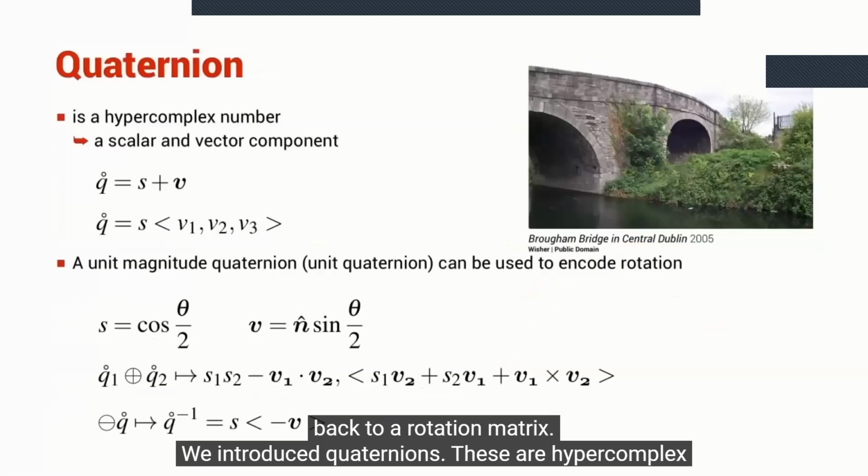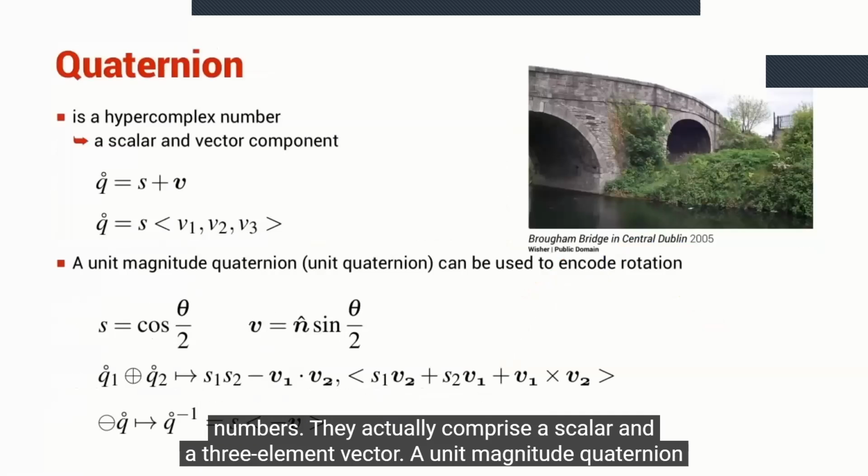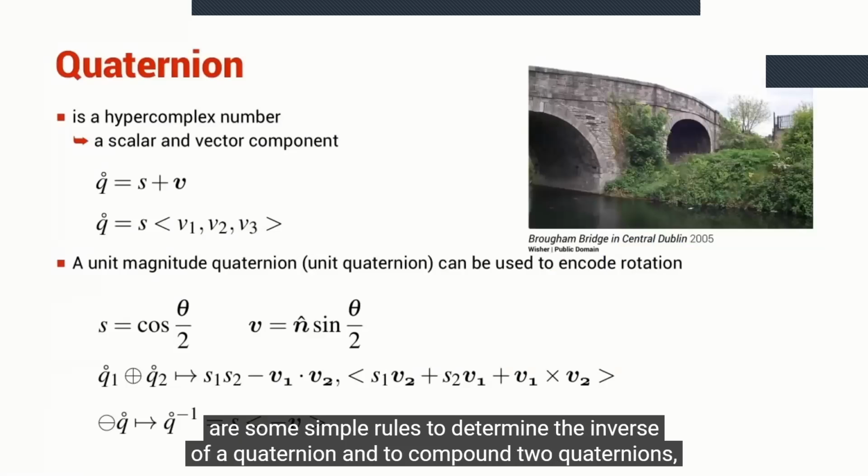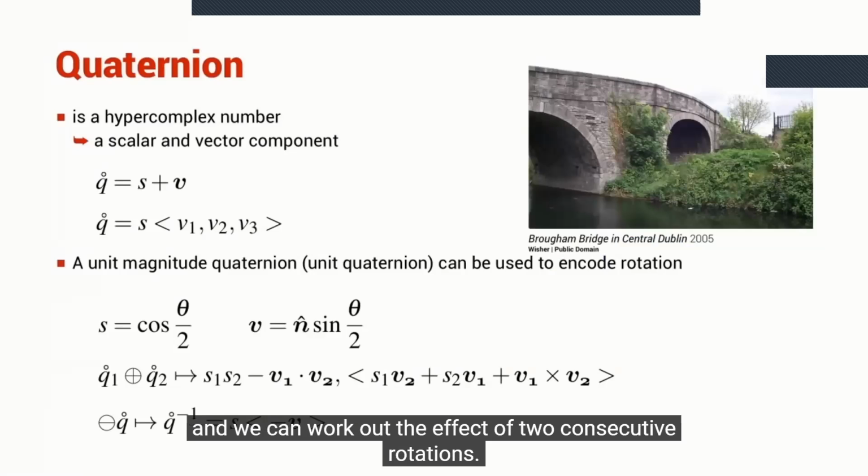We introduced quaternions. These are a hypercomplex number. They actually comprise a scalar and a 3-element vector. A unit magnitude quaternion, which is referred to as a unit quaternion, can be used to encode rotation. And there are some simple rules to determine the inverse of a quaternion and to compound 2 quaternions, so we can work out the effect of 2 consecutive rotations.